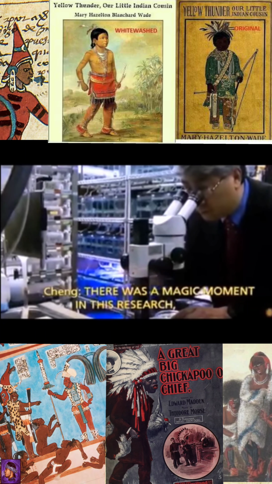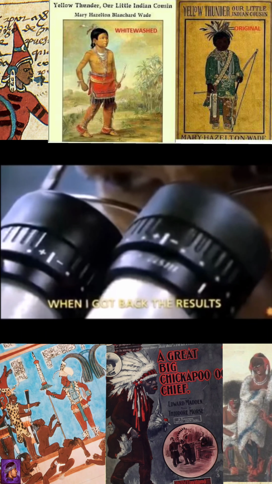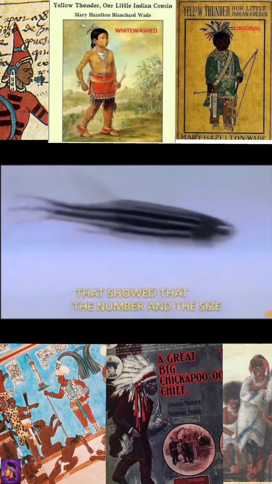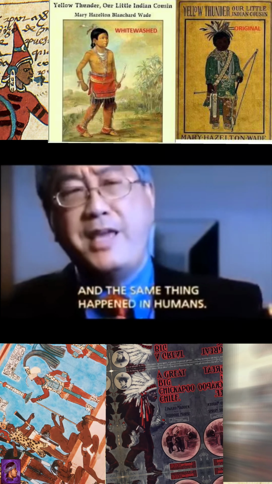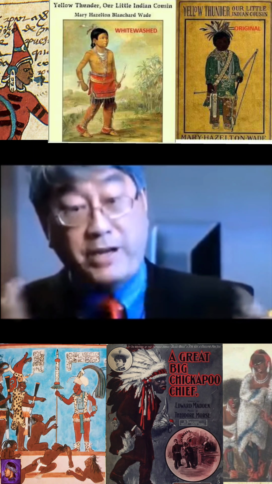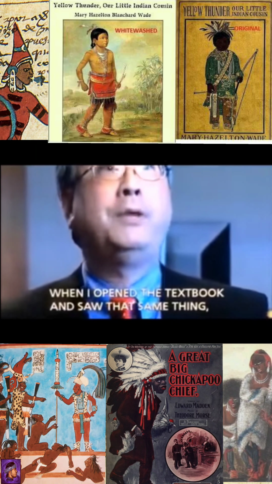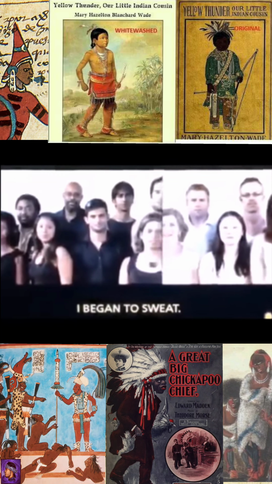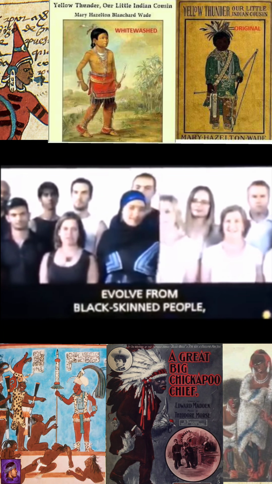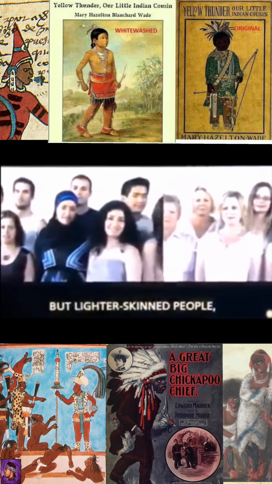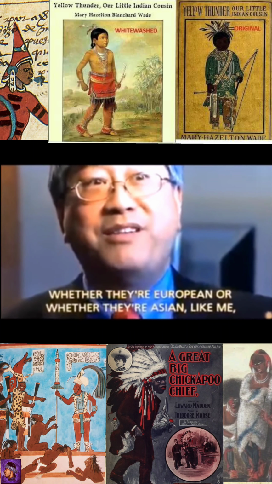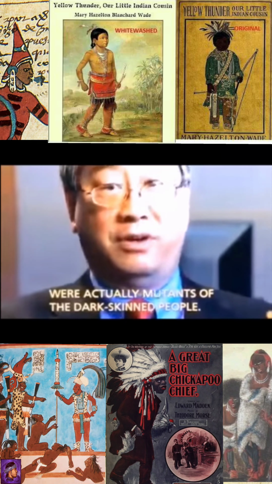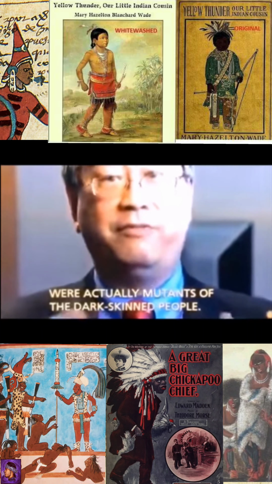There was a magic moment in this research. When I got back the results that showed that the number and the size and the amount of pigment in the light-skinned zebrafish were all diminished, and the same thing happened in humans. When I opened the textbook and saw that same thing, I began to sweat. Not only did light-skinned people evolve from black-skinned people, but lighter-skinned people, whether they're European or whether they're Asian, like me, were actually mutants of the dark-skinned people.